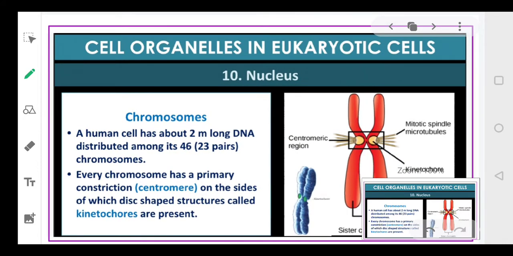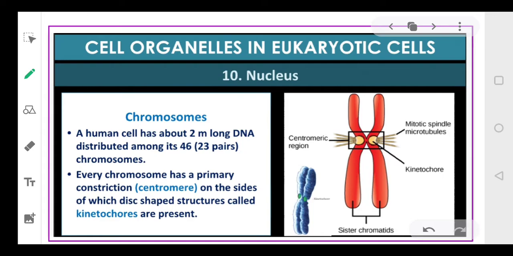So as I told you, the chromatin will condense to form the chromosomes. In a human cell, approximately 2 meter long DNA is present. If the cell is in resting phase, then whatever DNA material is inside it will be in the form of fibers, and at that time we will call it chromatin. So the length of the chromatin will be approximately 2 meters long. Okay, it is approximately 2 meters long.